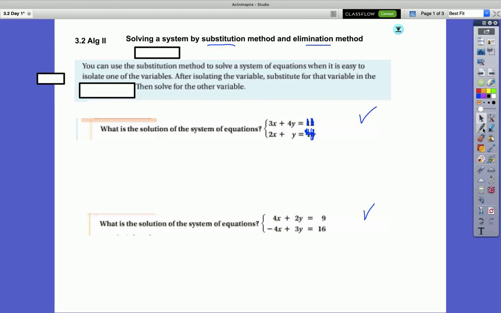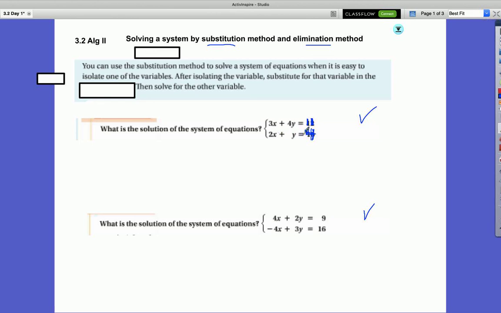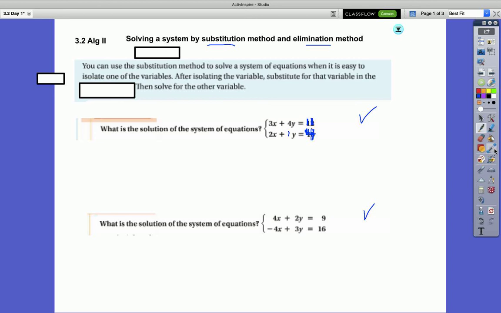There's really one variable I would consider easy to isolate. I can just subtract 2x here. That would be the easy variable to solve for. Here I'd have to subtract 3x and divide by 4. So if you have a coefficient of 1, I'm saying it's an easy variable to solve for. These aren't easy to solve for. After isolating the variable, substitute for that variable into the other equation.